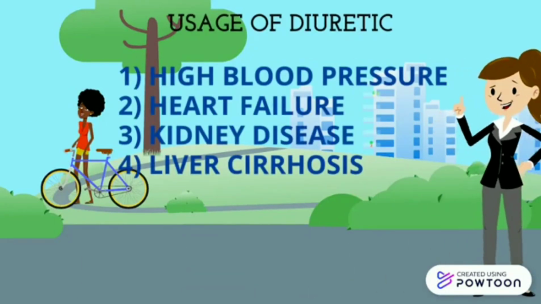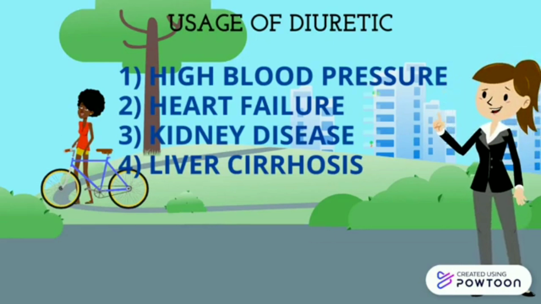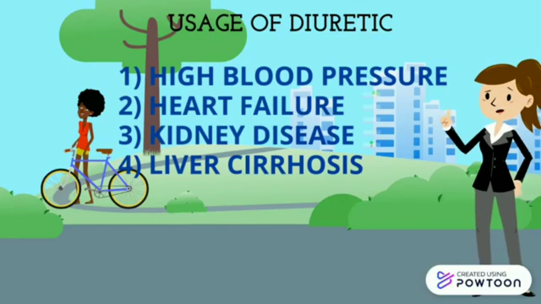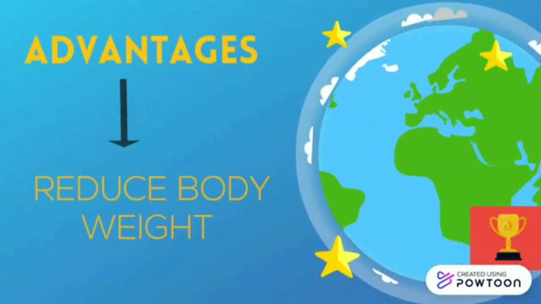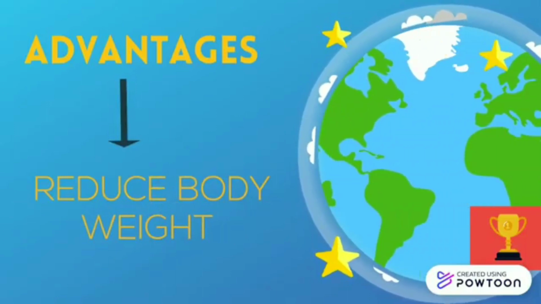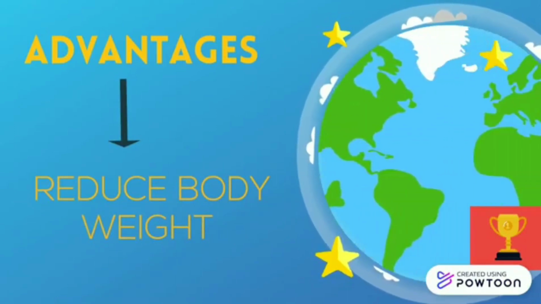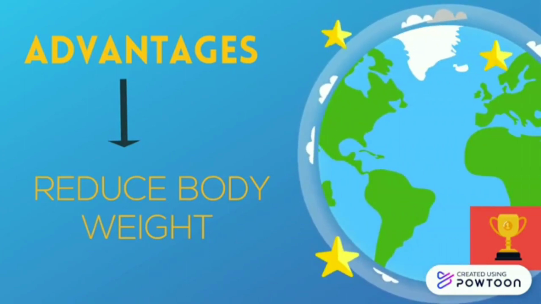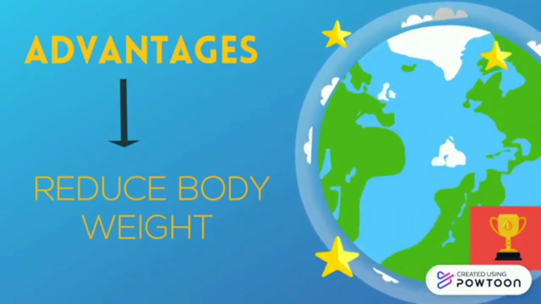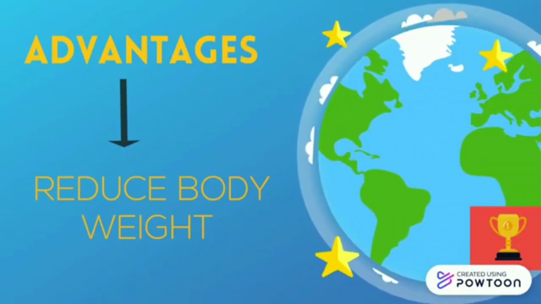Diuretics are used to treat several conditions in medicine, including high blood pressure, heart failure, kidney disease and some liver disease. The advantage of diuretics is that they reduce body weight. For example, diuretic use can allow an athlete to transiently reduce body weight, which is advantageous in wrestling, boxing, judo, and weightlifting as well as in general sports.